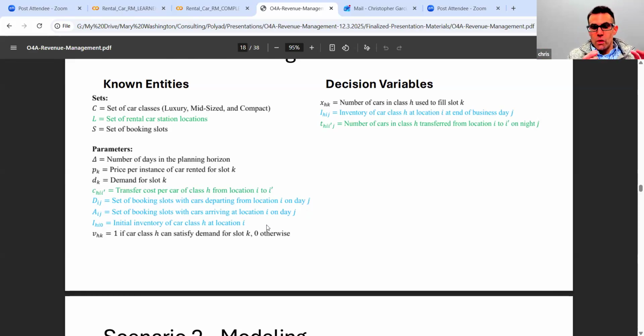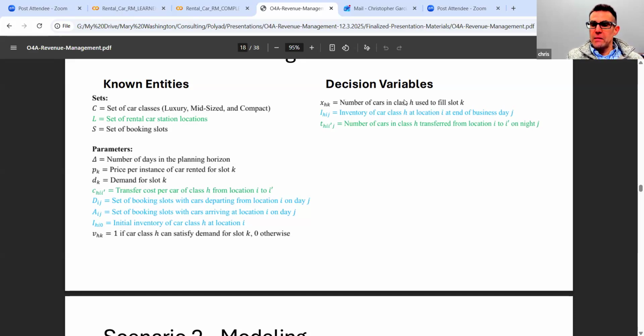Similarly, we don't have just one location, so we have to adjust our inventory for each car class to reflect, for each day, also the different locations. So instead of I_H0, we're going to have I_HI0. Okay, and this is going to be the initial inventory of car class H at location I.